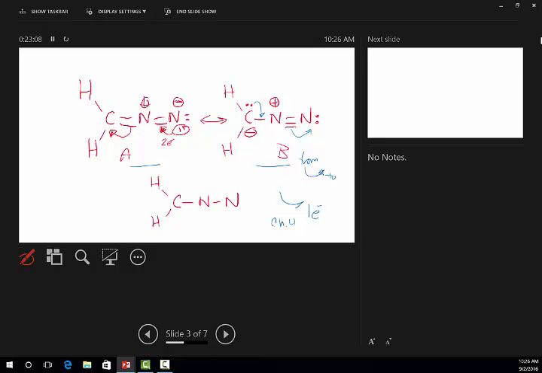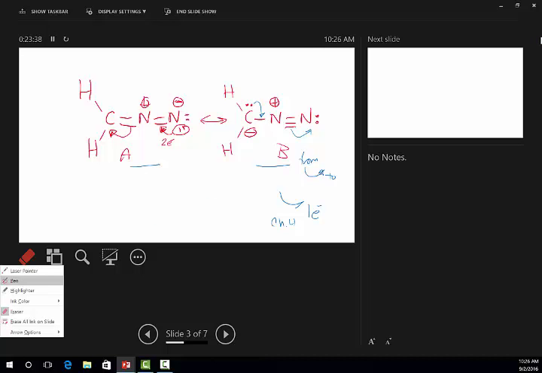Now, this problem is completely different than what I had suggested on Wednesday, because I said 3. Is there another possible one from these two? And the answer is no, not without violating the octet rule. So we can eliminate the third. Okay, so there's our two resonance structures, A and B.